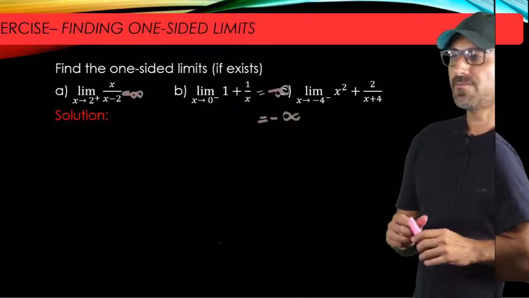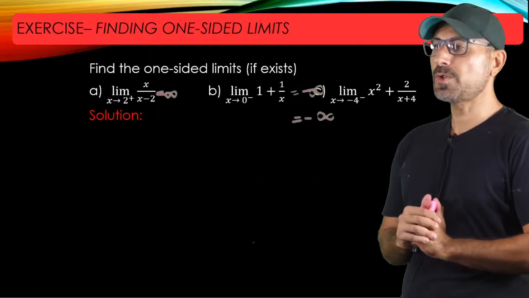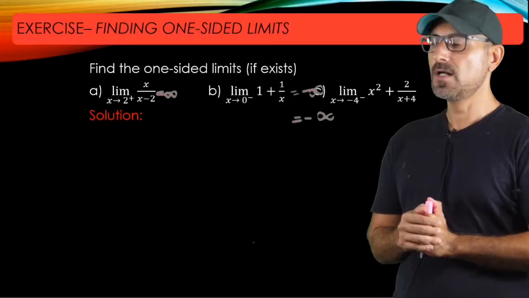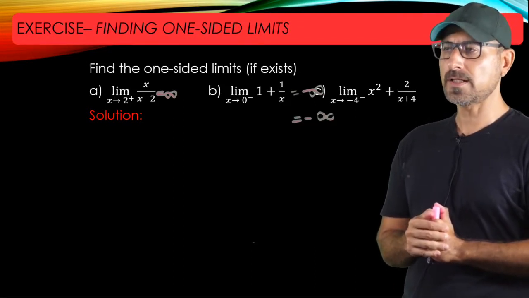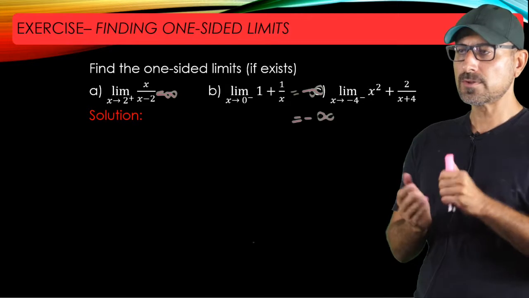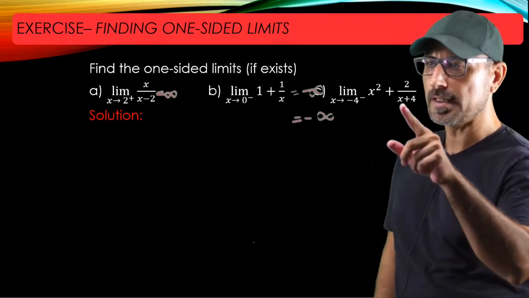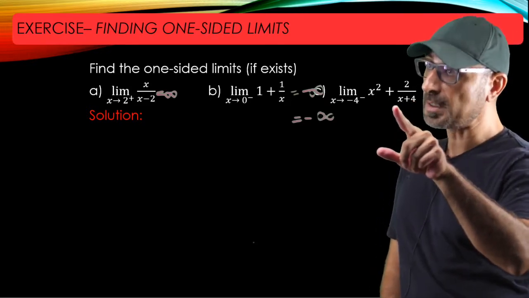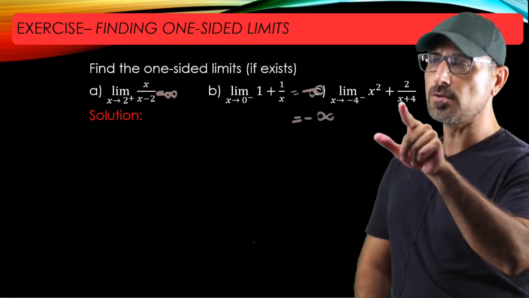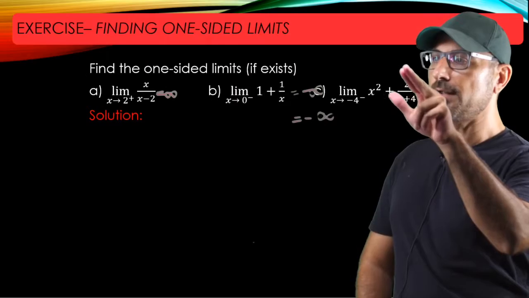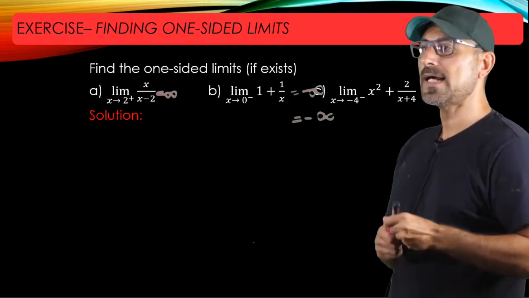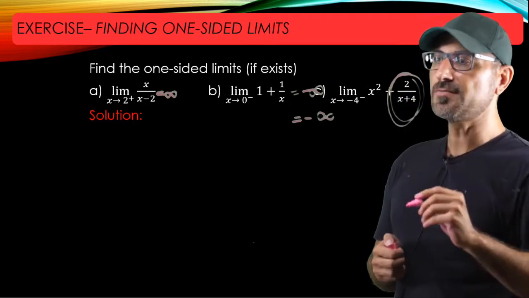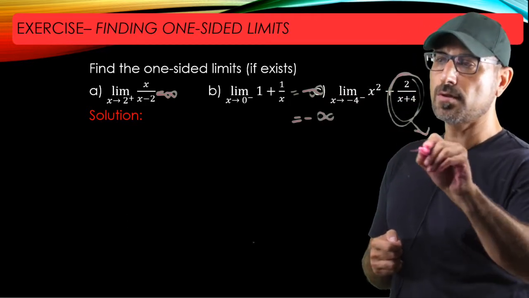Minus infinity. And for part C, we are looking at the limit of x squared plus 2 over x plus 4 as x approaches negative 4 from the left. So we're thinking about numbers like negative 4.000 something. When you plug that number into x plus 4, it's going to be a negative number, but very close to 0. So negative 0.000 something, and you're dividing 2 by that number, so you will see that for 2 over x plus 4, the values decrease without bound, so this tends to negative infinity.